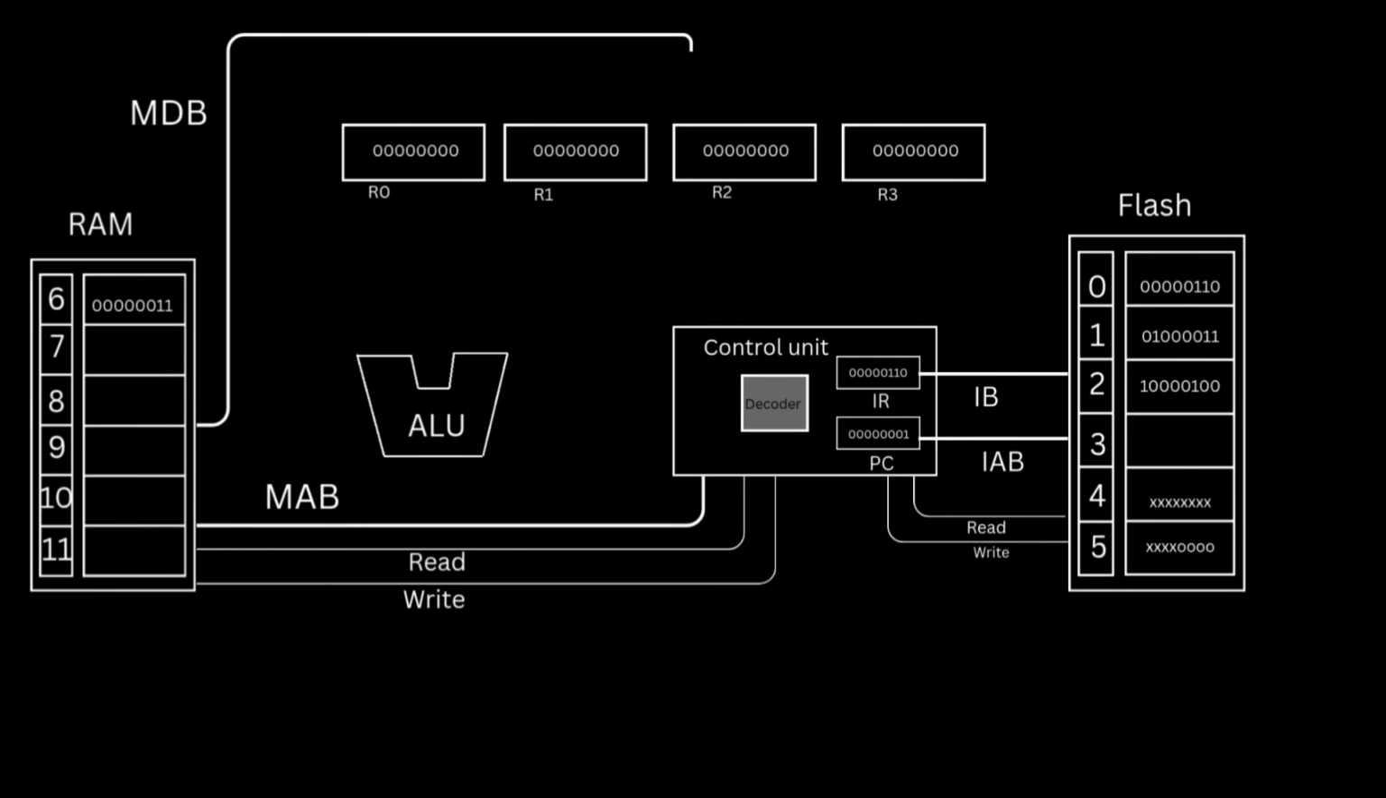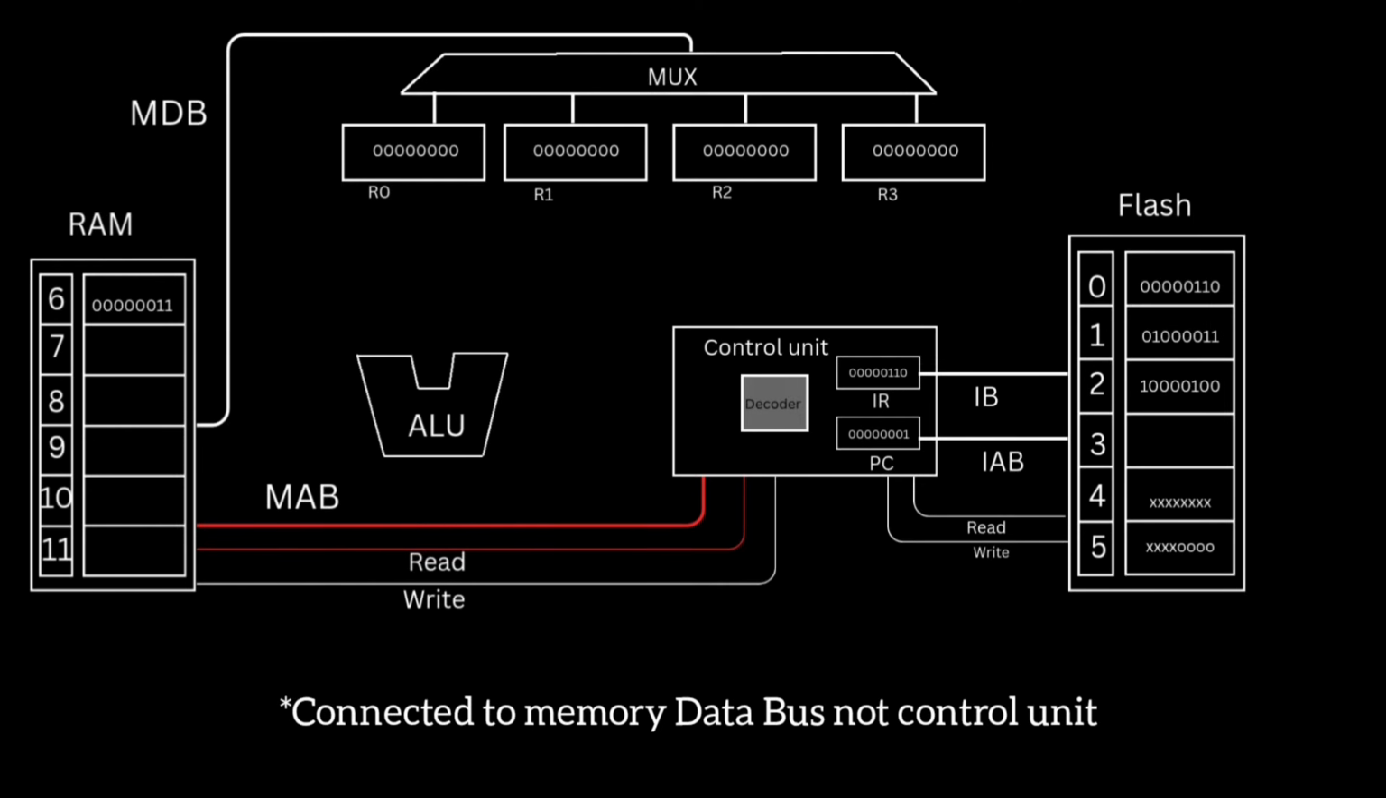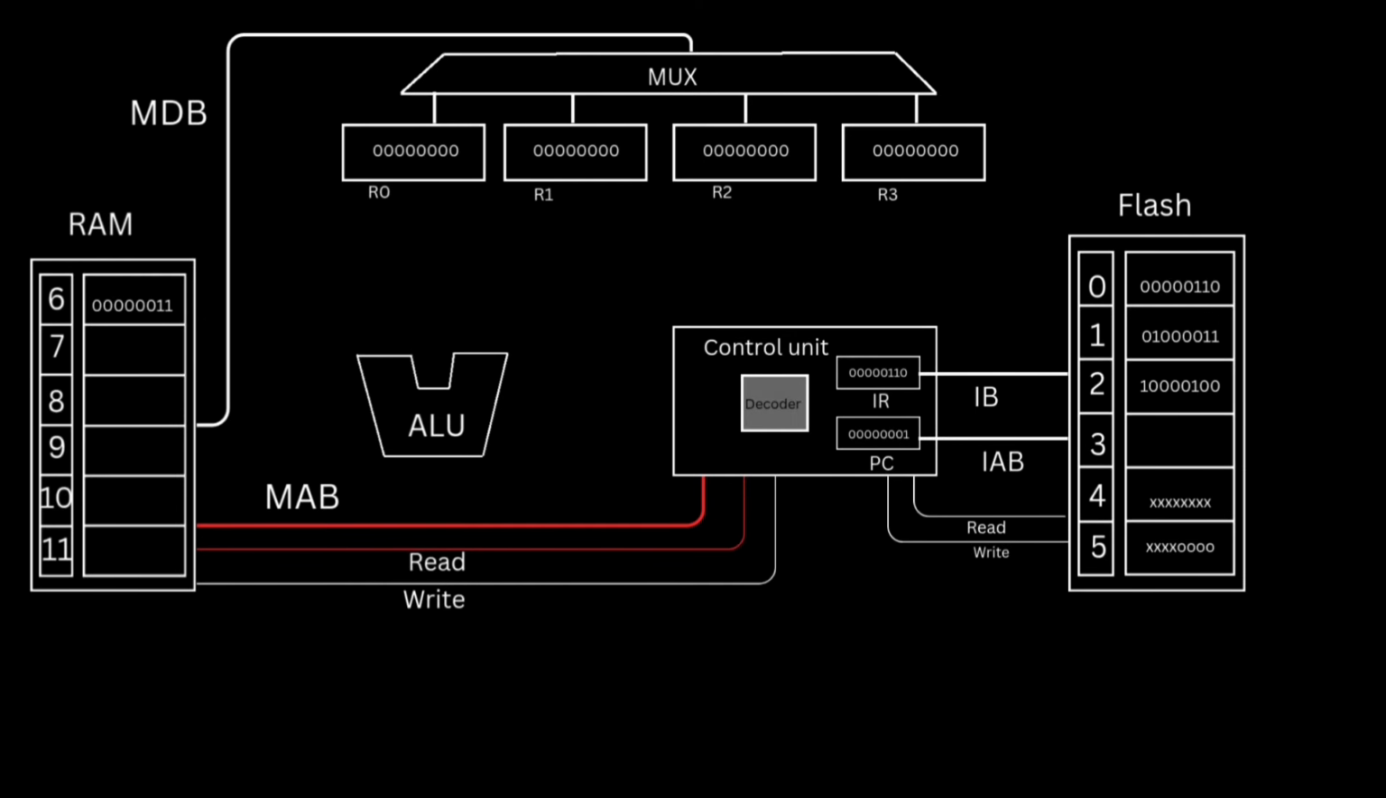Execute phase. The control unit then enables the appropriate wires to carry out the operation. It first places the second address, the RAM address, onto the memory address bus and enables the read wire of the RAM. The general-purpose registers are connected to the control unit through a multiplexer, a digital device with many inputs but one output, and a control line that selects which input to connect to the output at any given time.